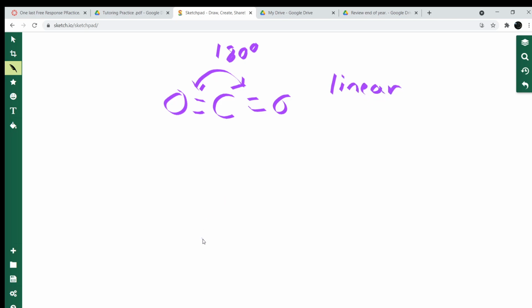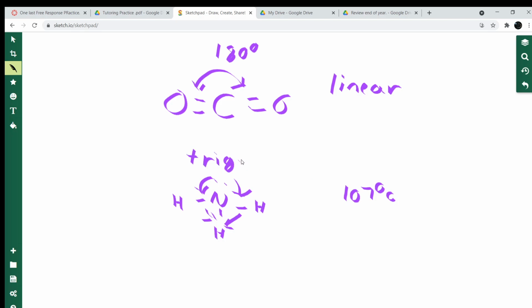Next we have NH3. NH3 is going to have these falling down, these pushing it down, which means that we're going to have a bond angle between here that's about 107 degrees or so. And this one is known as trigonal planar. Wait, no, trigonal pyramidal.